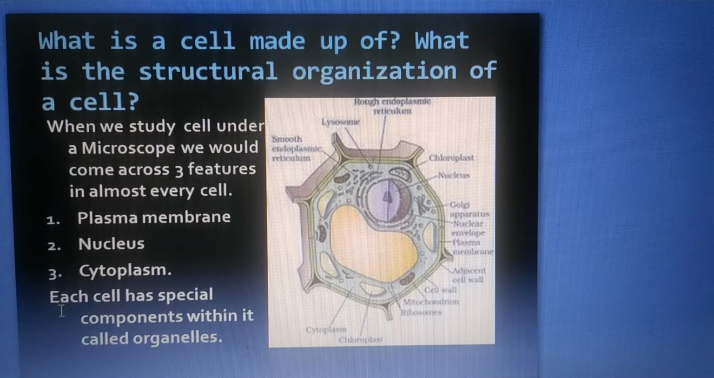In this part, we are going to discuss what a cell is made up of, and what the structural organization of a cell is. When we study a cell under a microscope, we come across three important features. Every cell will have three important features: one is the plasma membrane, the second is the nucleus, and the third is the cytoplasm.